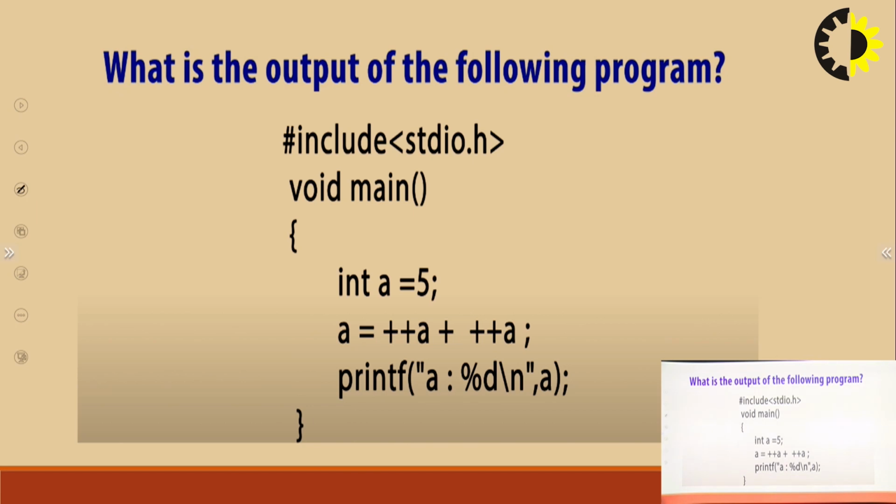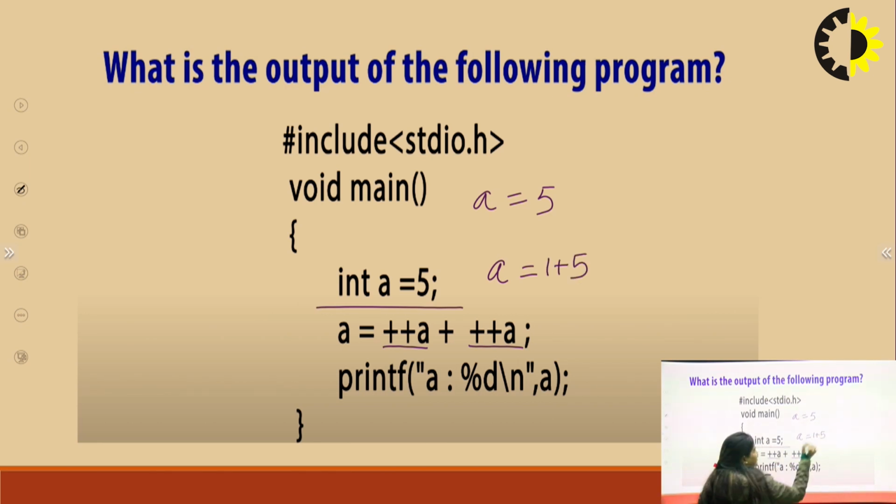Okay. Now we'll go to another question, which you will practice. What is here? A is equal to 5. And then what is here? This is pre-increment, and this is also pre-increment. If we talk about the logic which we have read in the previous slide, we see that the expression is plus plus A, then what will it become? That means 1 plus 5.